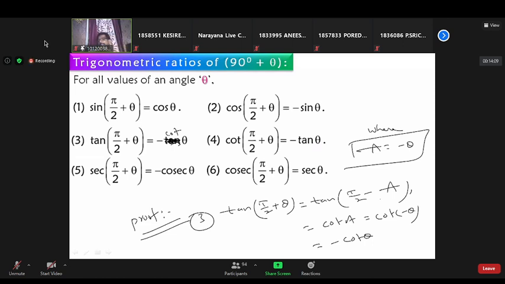If anybody has any doubt, ask me. Advait, raise your hand. Why are you raising? Yeah, Advait, is there any doubt?